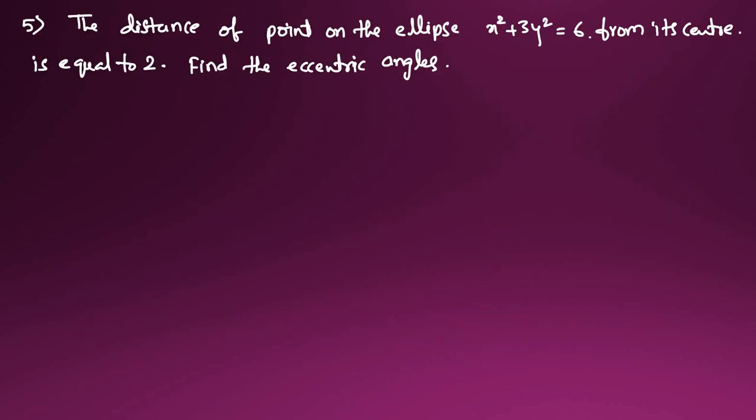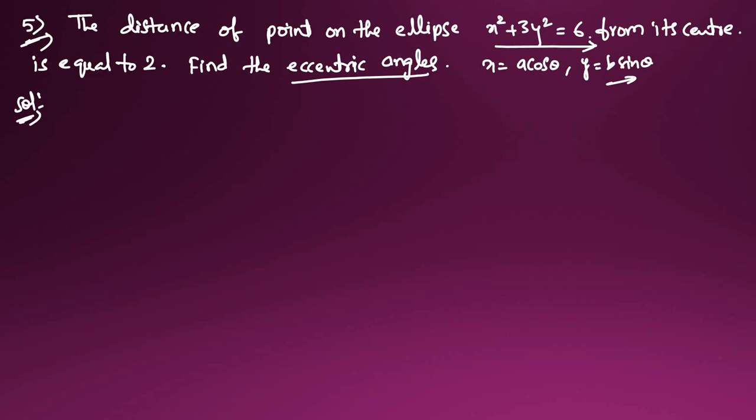Now the fifth question is given, students, very important question, please concentrate on this one. The distance of a point on the ellipse from its center is equal to 2. Then find the eccentric angles. I told you x is equal to a cos theta comma y is equal to b sin theta. I already told you these two things, so we have to find.